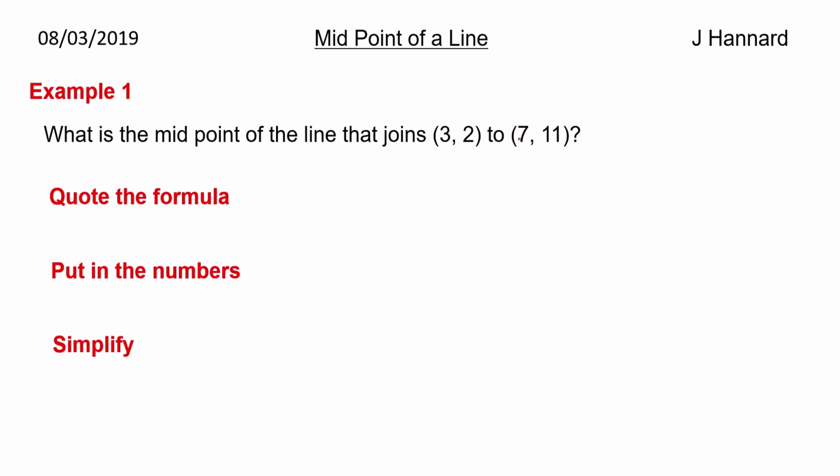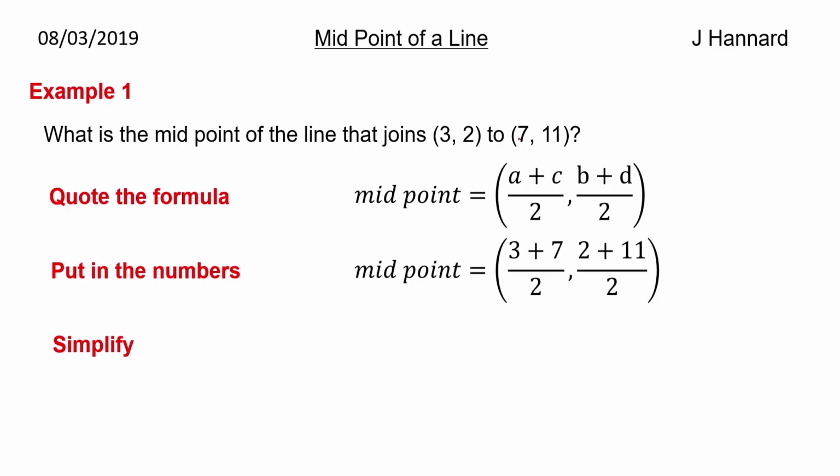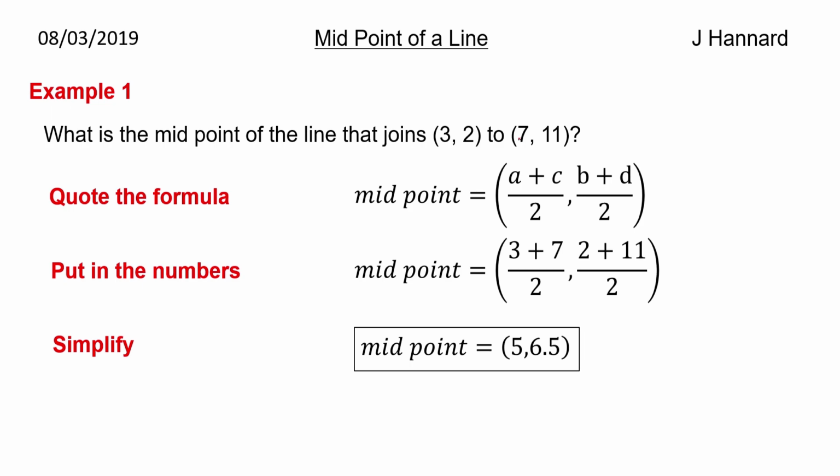Example 1 then: what is the midpoint of the line that joins (3, 2) to (7, 11)? First of all, we quote the formula: midpoint equals (A plus C over 2, B plus D over 2). Then we put in the numbers: 3 plus 7 over 2, 2 plus 11 over 2, and then we simplify. So it's 5 and 6.5, or an examiner will surely take 13 over 2 as well. But (5, 6.5) is the midpoint of the line that joins those 2 points.